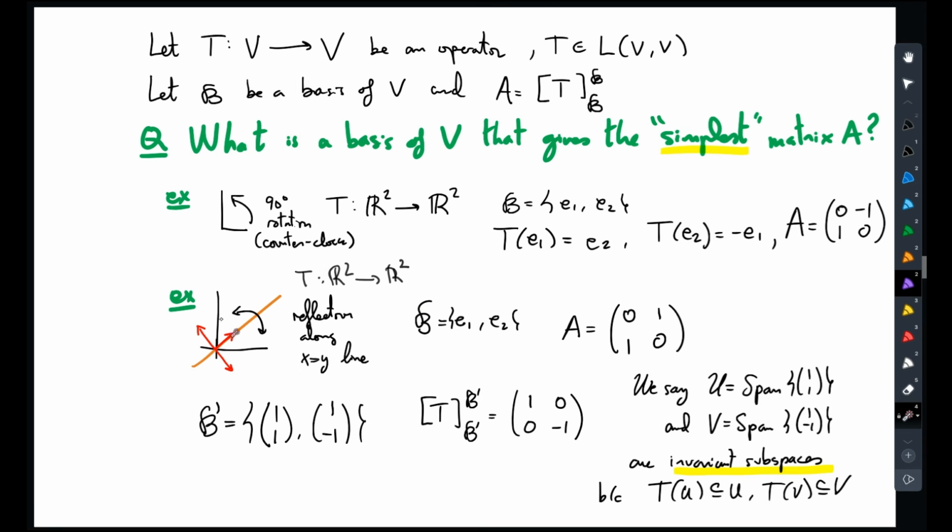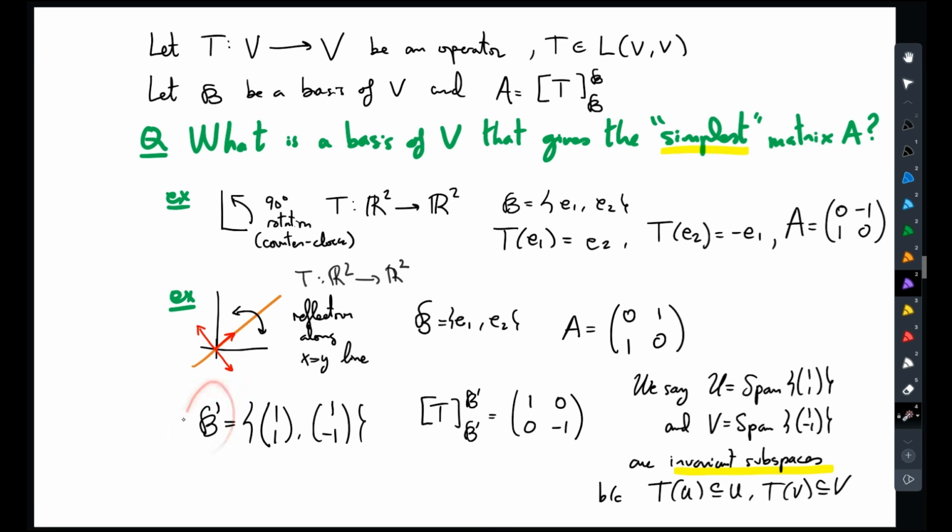But notice that in this case, there is clearly a change of coordinates that would make the transformation more transparent, because the line x equals y is clearly fixed. So if I pick any vector on the line, those vectors are fixed by the transformation, while if I pick vectors that are perpendicular to the line, those vectors are flipped.